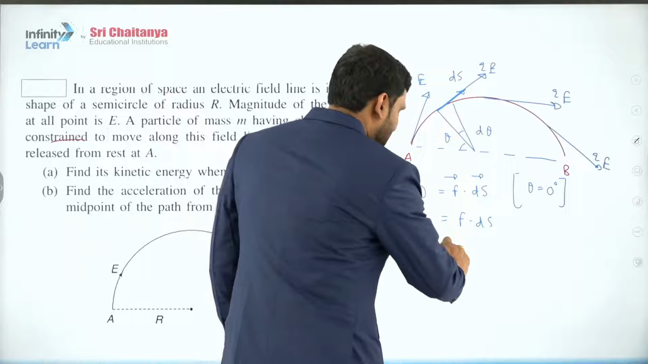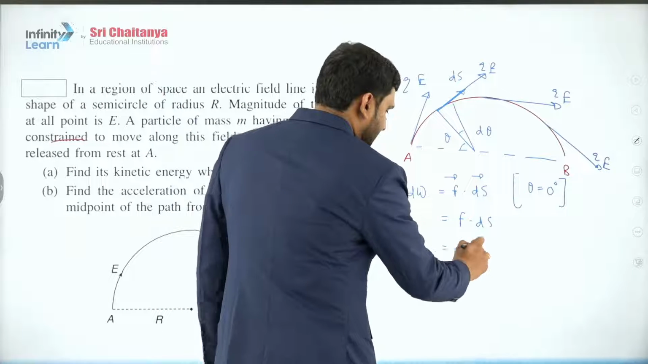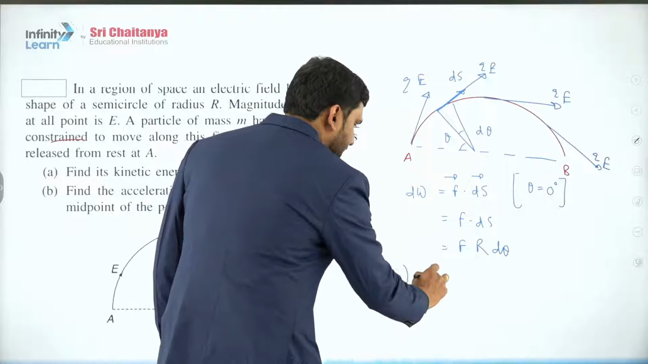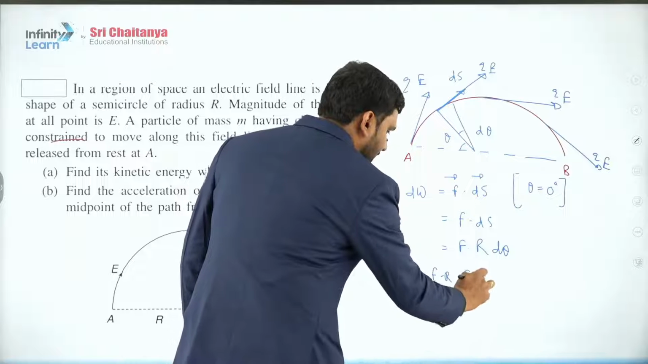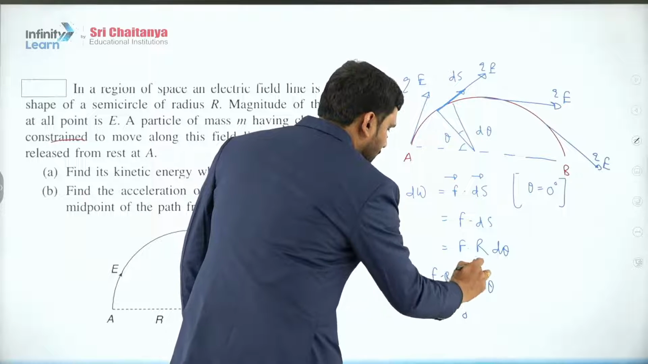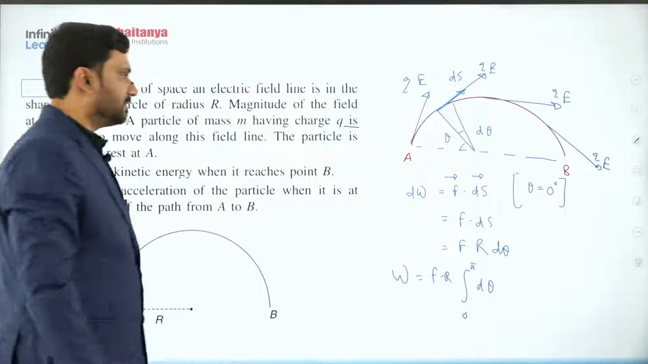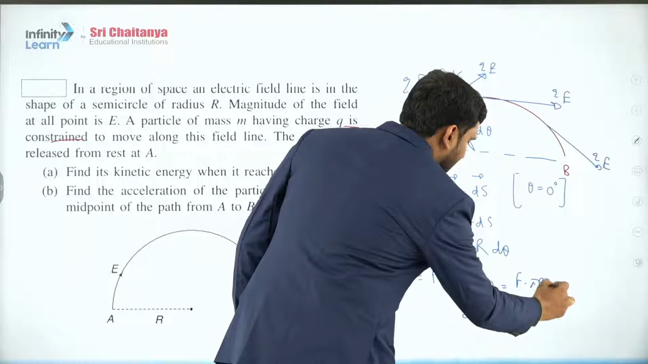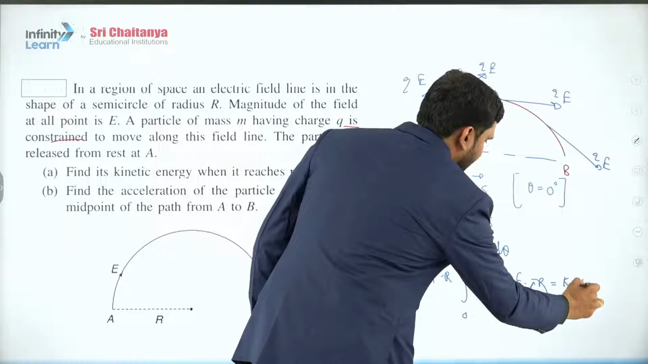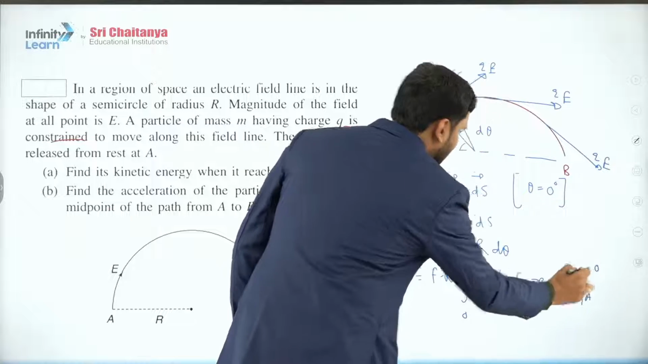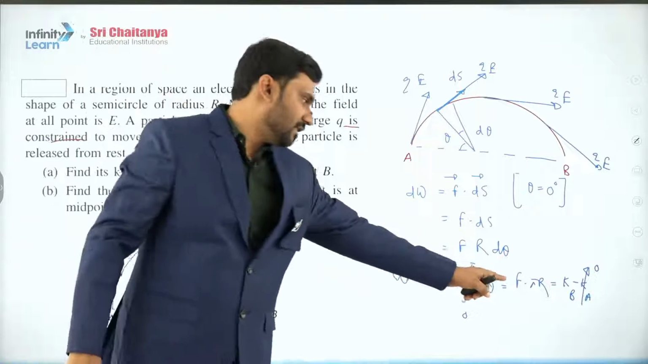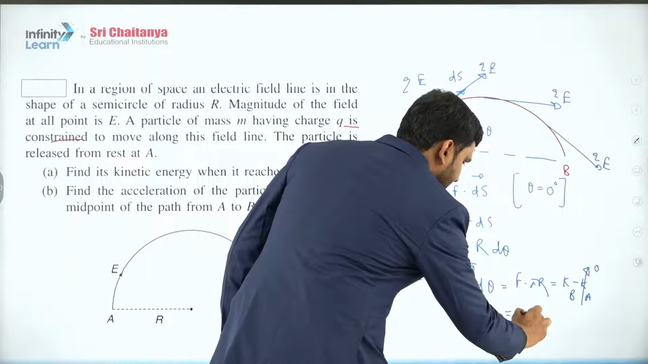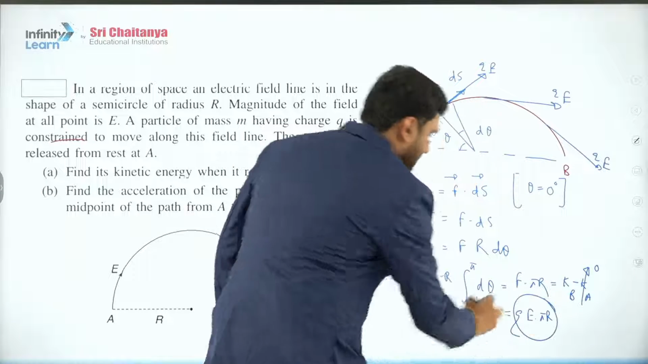Interesting, you know? F ds means F r d theta. So if I integrate, W is equal to F r times the integration of d theta, with limits from 0 to pi. So how much are we getting? F times pi r, that is equal to kinetic energy at point B minus kinetic energy at point A. It is at rest, so kinetic energy at point B is equal to F times pi r. F is equal to qE. So that is qE times pi r. This is the final answer.